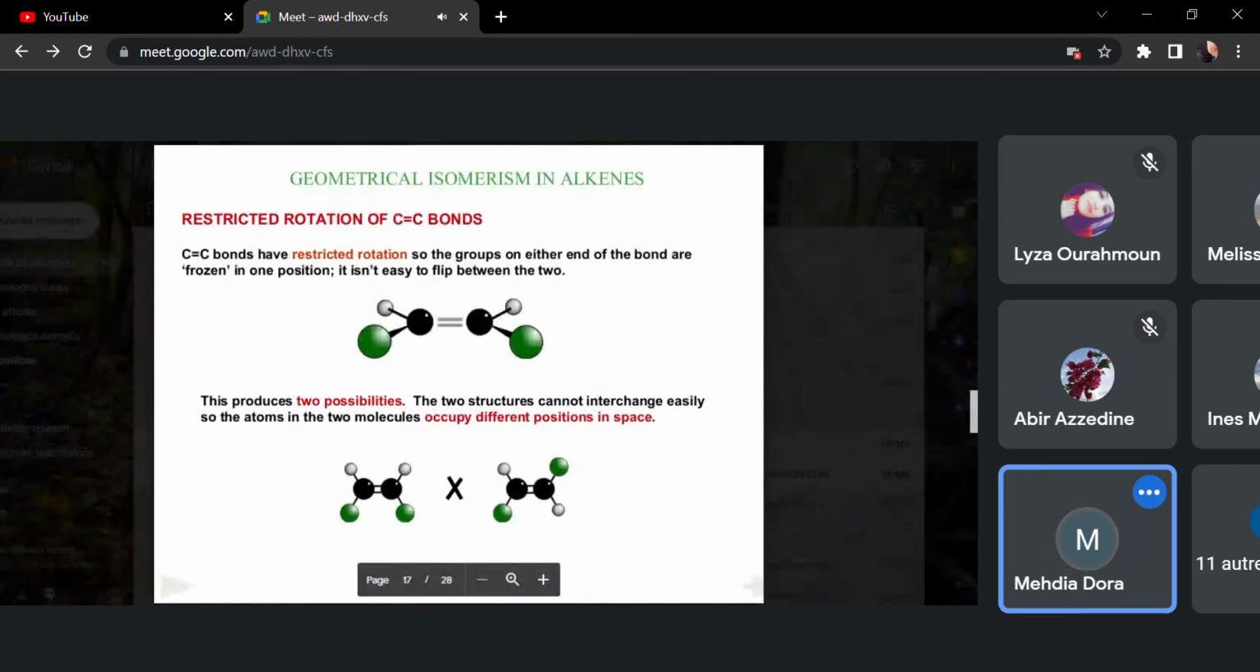Okay, so we could see here in the example, we couldn't rotate the double bond. It's like frozen, it's like rigid. We couldn't rotate. It's not like the covalent or the single bond. Okay, this is the difference between alkenes and the others.